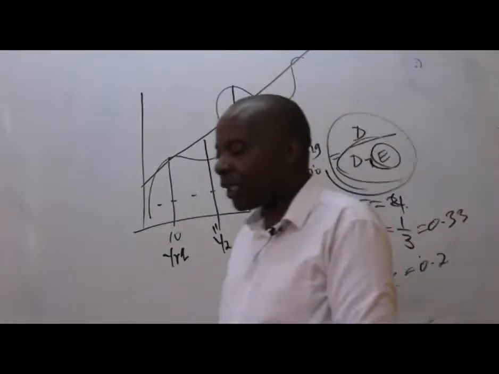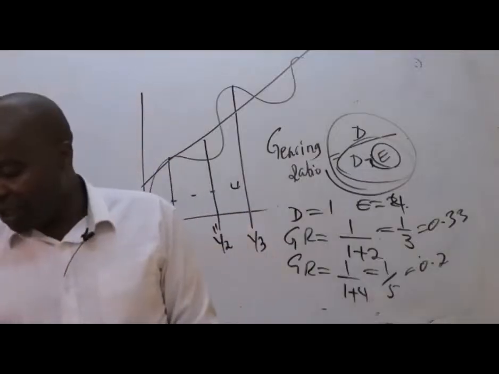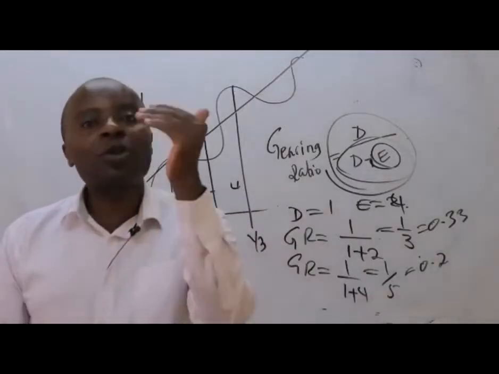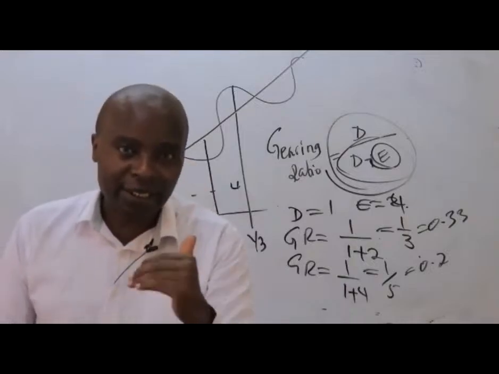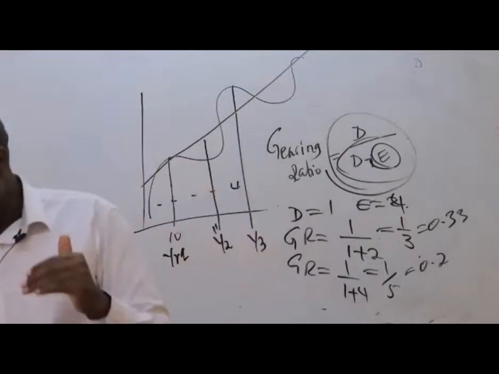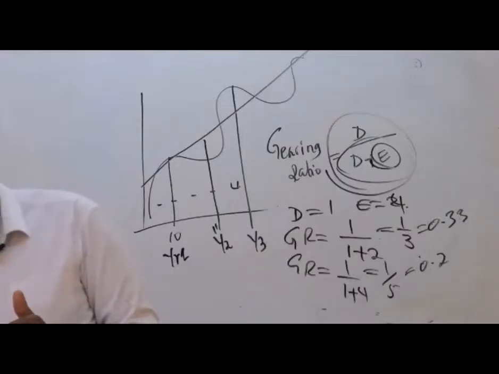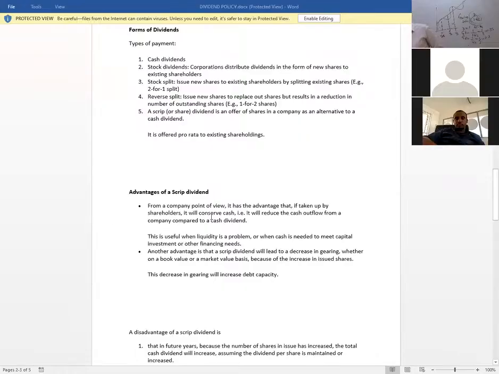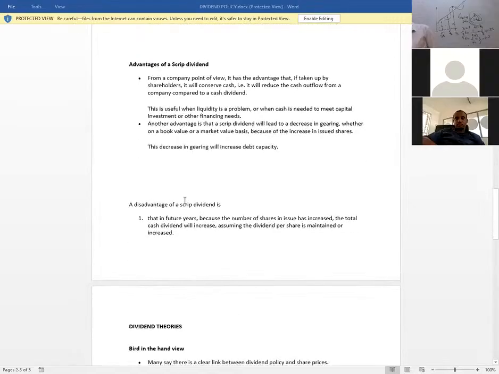So when you give out shares in the form of what here, instead of dividends, you are also lowering your gearing. These are things we are supposed to know. So we are told the first advantage here is that we are conserving what here? We are conserving cash. The second advantage is about what here? Decrease in gearing.